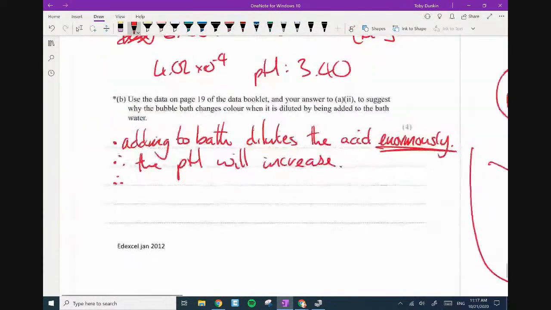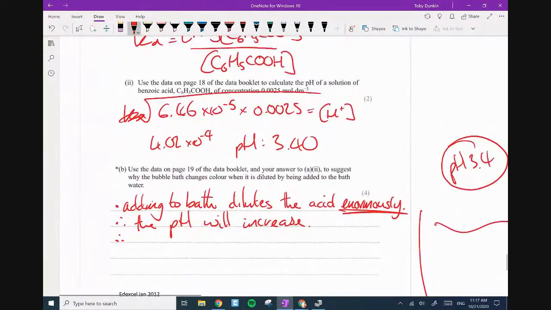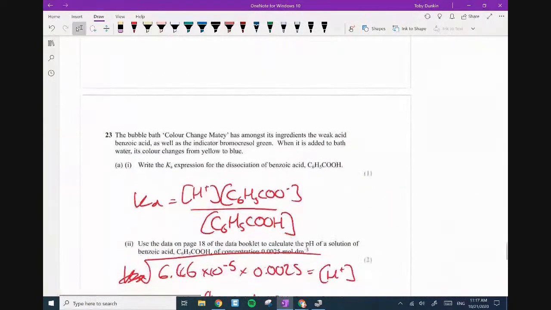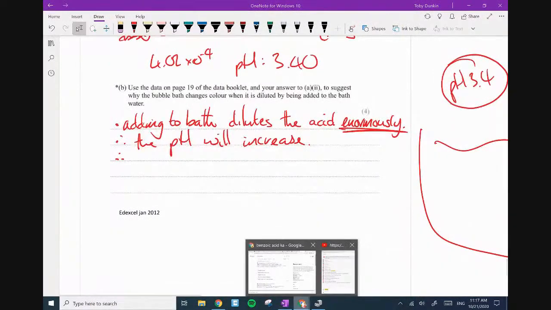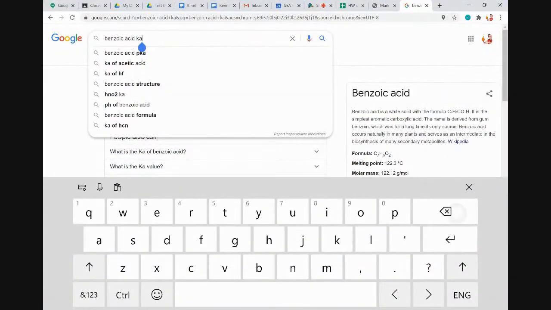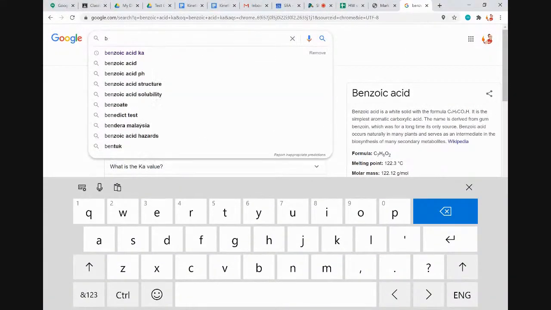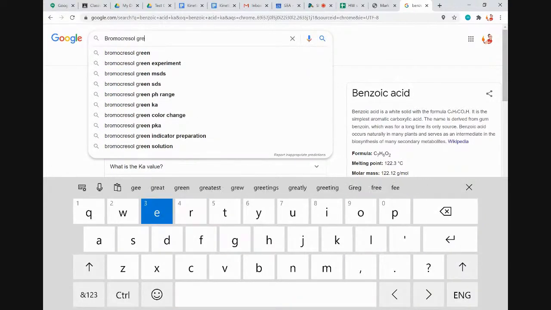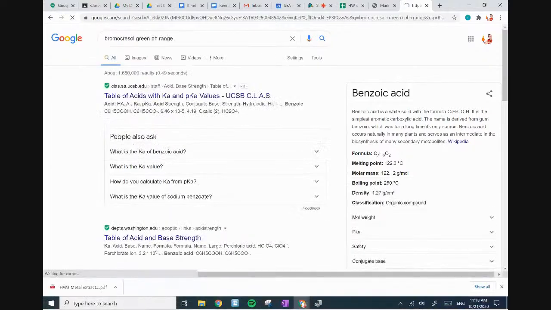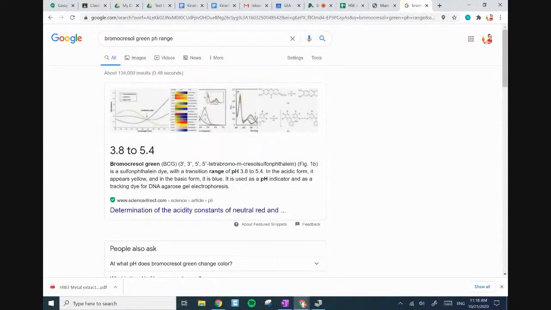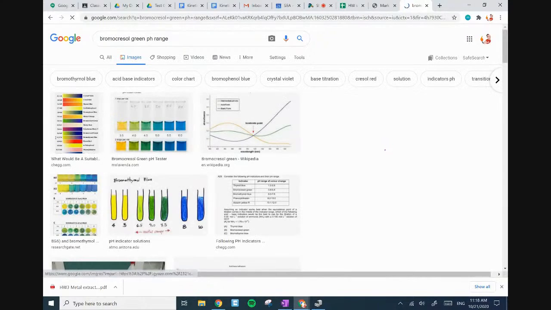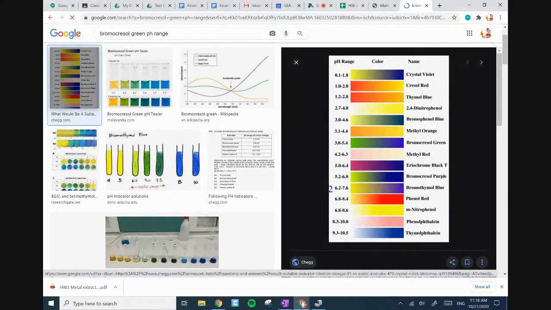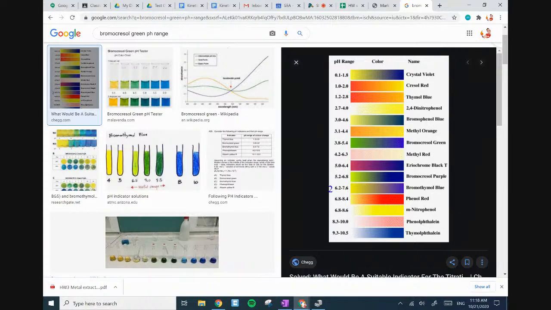Now we have to look up the color change for Bromocresol Green. Let's look it up. I'm really enjoying this question. This is my favorite one so far. So this is Bromocresol Green indicator. pH range. Right. And there's my data. Bromocresol Green. Oh, and there's its range. 3.8 to 5.4. I like it.